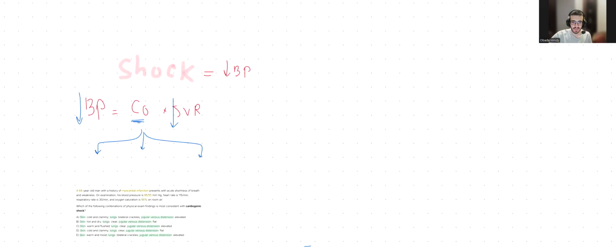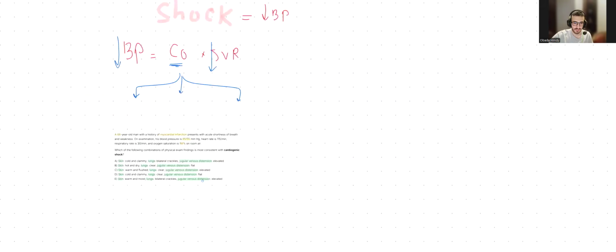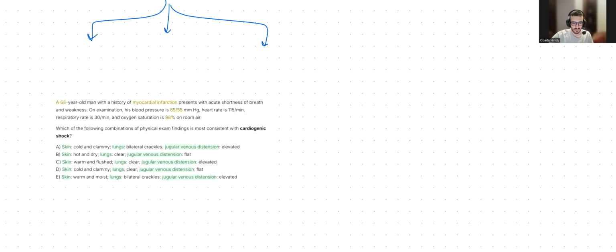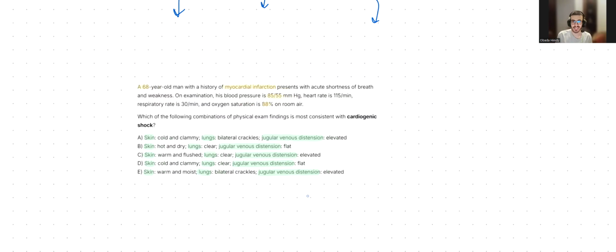Because here on the left-hand side, we have a patient suffering from cardiogenic shock, as you can see in this case report here. Okay, so this is a question, and they're asking me about the physical exam findings in a patient suffering from cardiogenic shock. So let's go and read it. 68-year-old man, history of MI. He has a heart condition. He's presenting with acute shortness of breath and weakness. On examination, his blood pressure is 85/55. That's very low. That's shock.